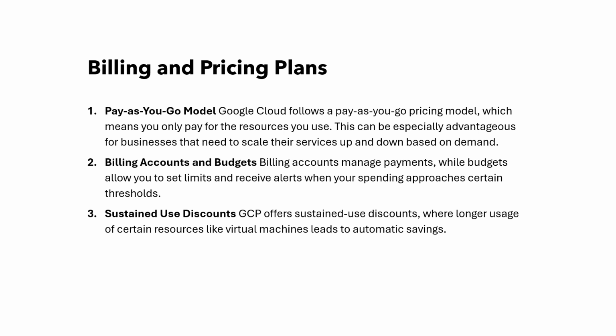Summary. To wrap up, GCP's pricing is flexible, with several ways to manage and reduce your cloud costs. Key options include the free tier, pay-as-you-go pricing, sustained use discounts, committed use discounts, and cost-effective options like preemptible VMs. Tools like budgets, alerts, and the pricing calculator ensure you stay in control of your expenses.